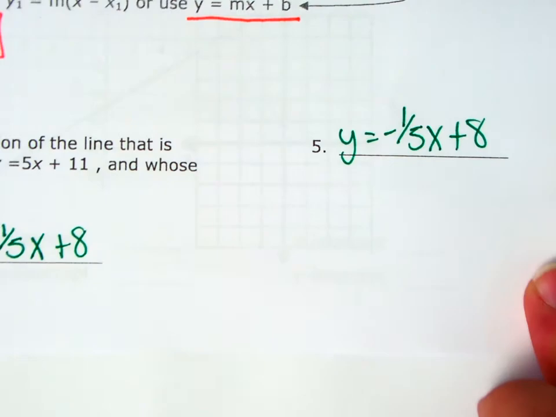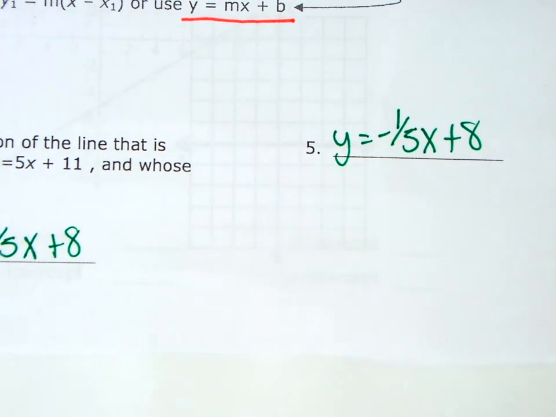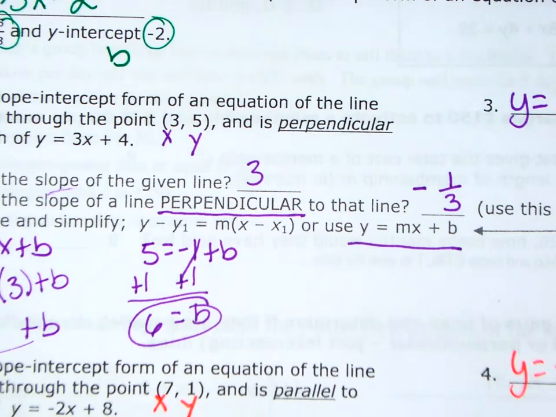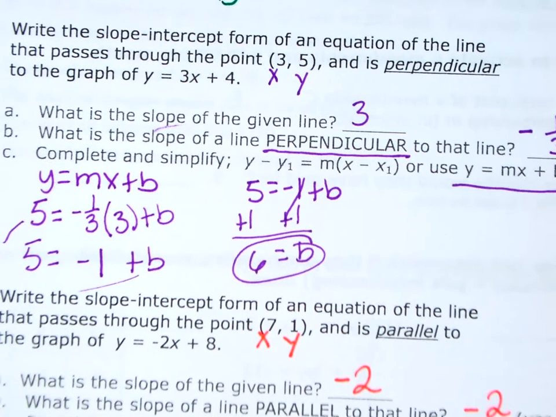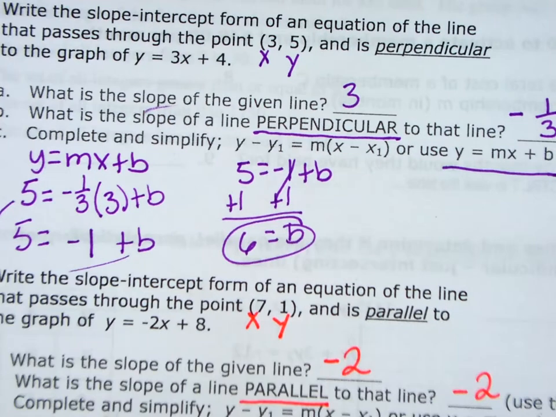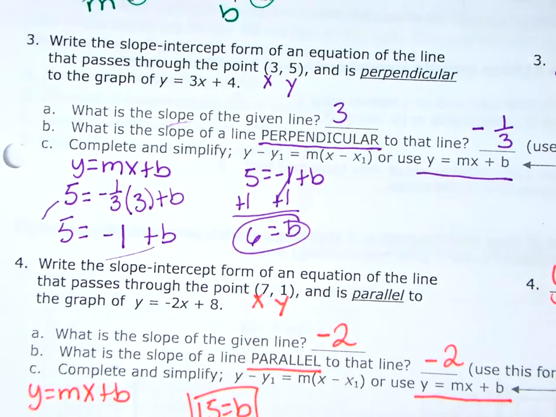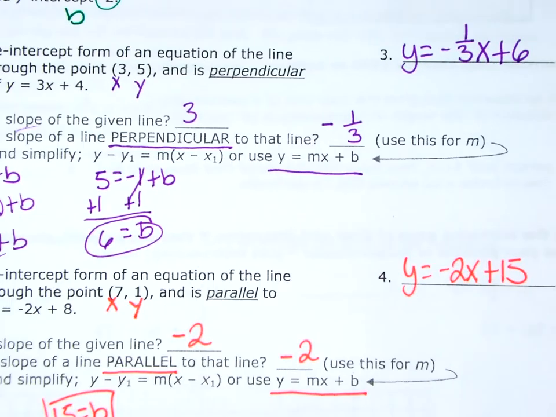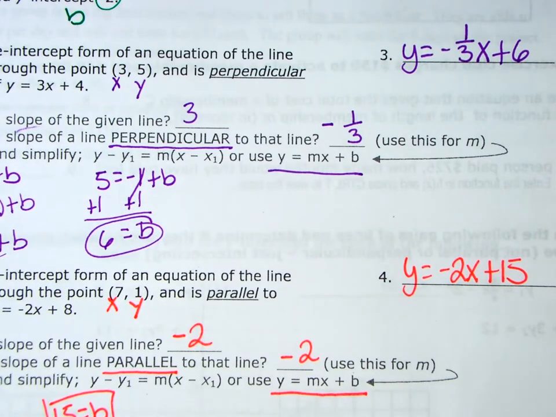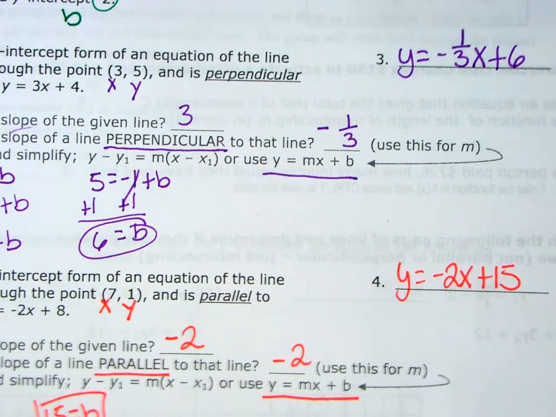Alright, are there any questions on that whole front page? Yes, sir. So every time you say slope-intercept form, y equals mx plus b. Slope-intercept form. Yes, sir. Number 3. Number 3 is the purple one. Which part? Just the answers? Okay.